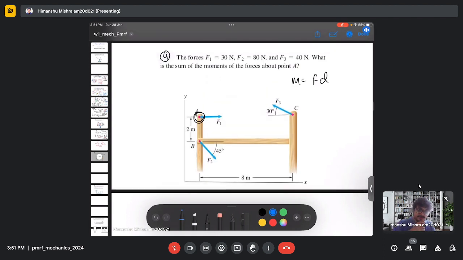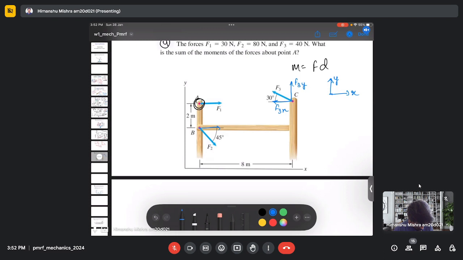I have given first F3 and there will be two components of this force. First, so let's say this is my x axis and this is my y axis. So here you will have F3y and here you will have F3x. Similarly for the F2 you will have F2x here and here you will have F2y.